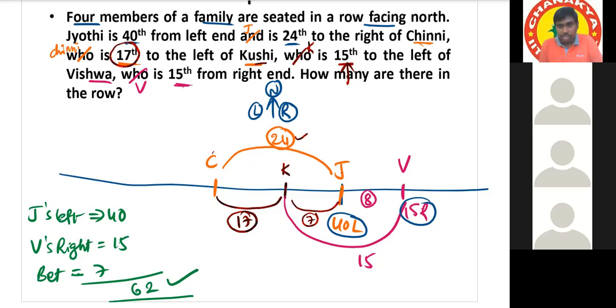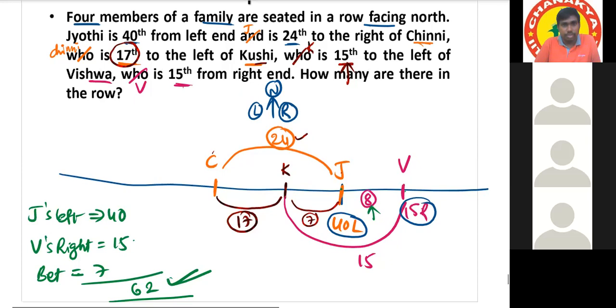See, including Jyoti, to the left of Jyoti, 40. We can directly take Vishwa also, here I am considering that one also. Including Vishwa, to the right of Vishwa, 15. Between Vishwa and Jyoti, not 8, but 7 people. So total how many are there in the row?